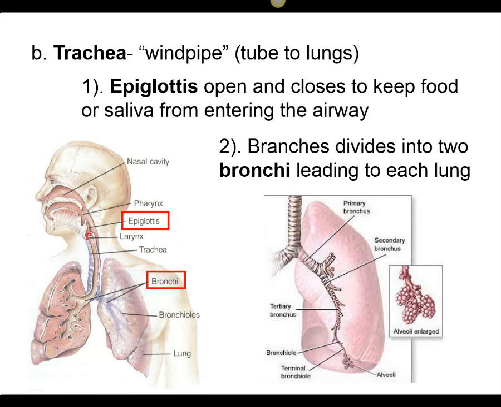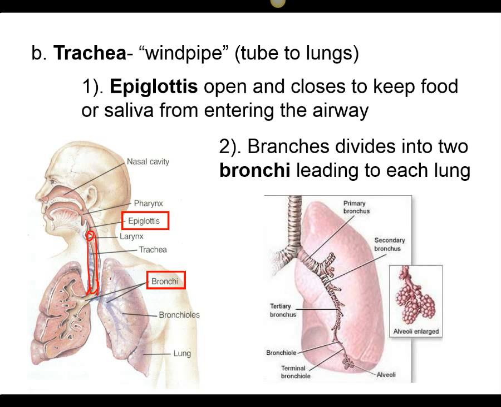Your trachea is this part right here. It's about 10 inches long. It's referred to as the windpipe.